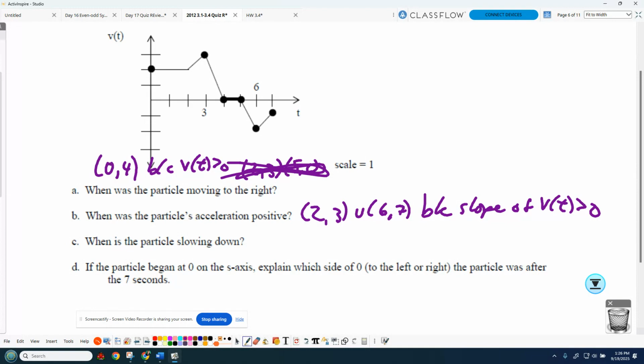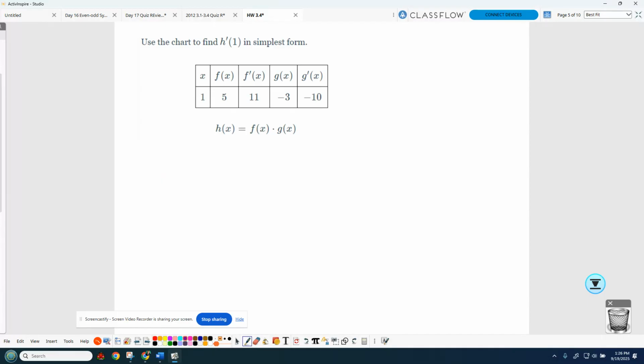But if you read this as a position graph and try to answer things, you will get everything wrong. Please don't do that. We will all be sad. Okay. Try that.